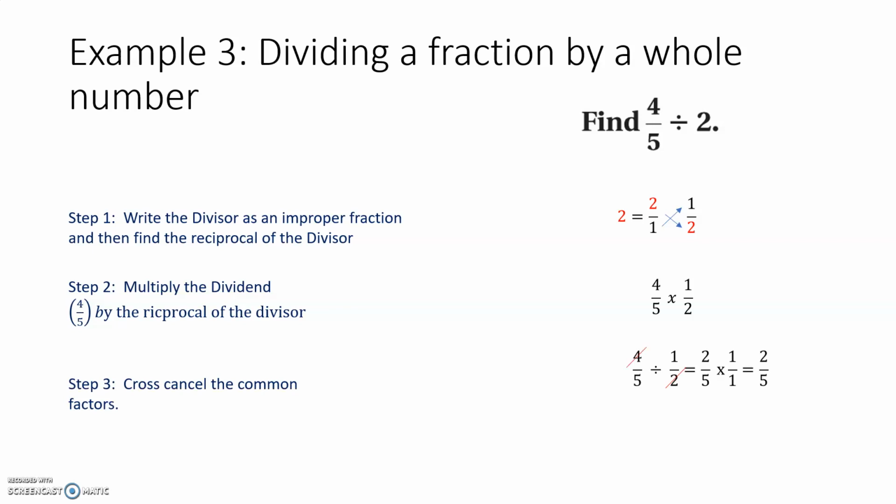Cross cancel. I can't cross cancel on this one. I probably wouldn't. It's so easy. But if I did cross cancel the 4 and 2, I just divided both by 2 and get 2/5 times 1, which would eventually get me 2/5. All right, and then the last thing you need to do is simplify, and 2/5 is in simplest form.